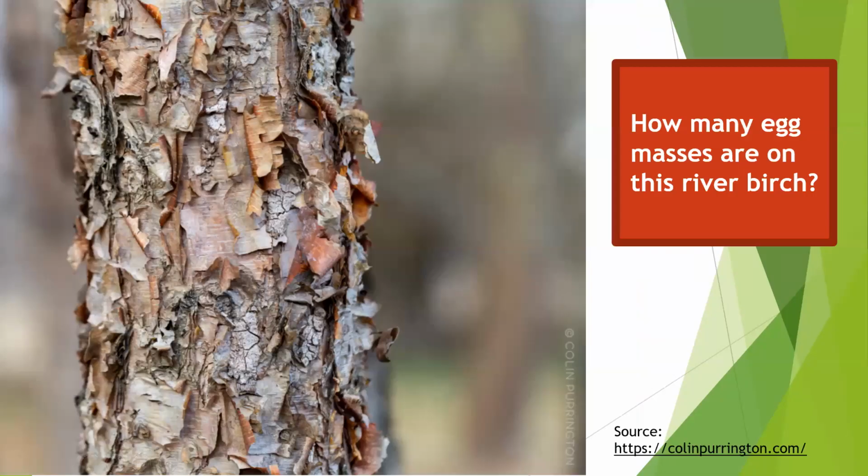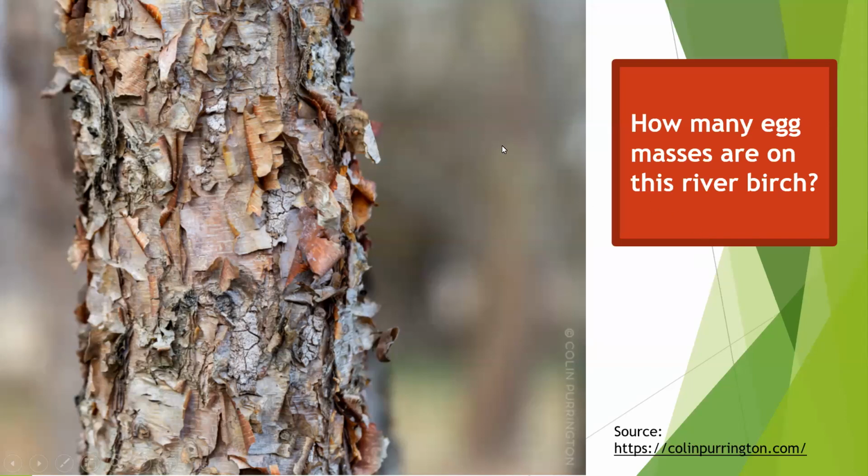Okay, so let's see how good you are at identifying spotted lanternfly egg masses. Take a close look at this picture and try to figure out how many egg masses you can see. This is a river birch. I'm going to leave this up for a second, and then I'm going to use this as our first poll question. So really get in there and take a look. I'm going to leave it up for another few seconds.